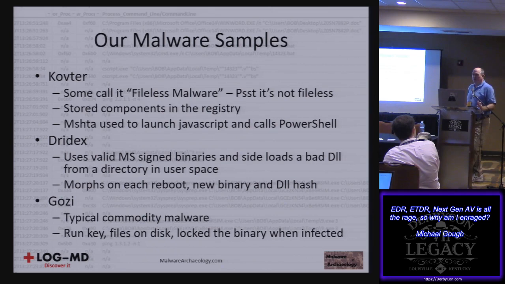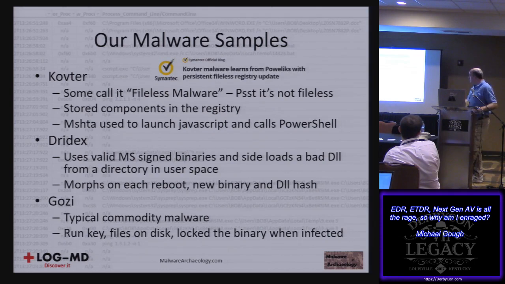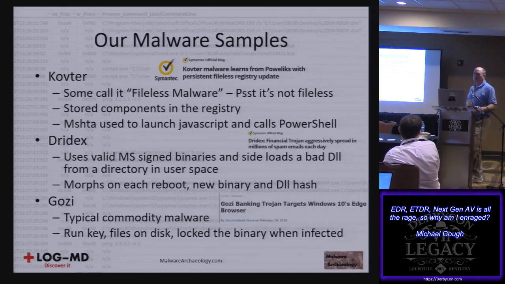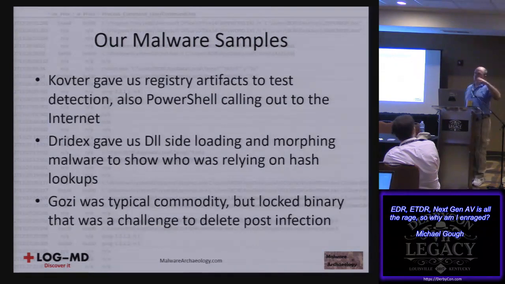Gozi is pretty typical commodity malware. Run key, files on disk, pretty typical stuff, pretty noisy, uses Tor to communicate out. But the cool thing about this was the locked binary. And when we started seeing this, we kind of scratched our heads. Why would the malware authors care whether the file was locked or not? And so that set us down, and once we did the testing, we realized this is why they're locking the files. And again, Kovter, like Poweliks, is fileless, and Dridex hits the financial community pretty heavily, and Gozi is now trying to go after built-in compromises of the browser, especially Windows 10 Edge, which, as we saw in one of the presentations, take the mask off, it's really just IE.